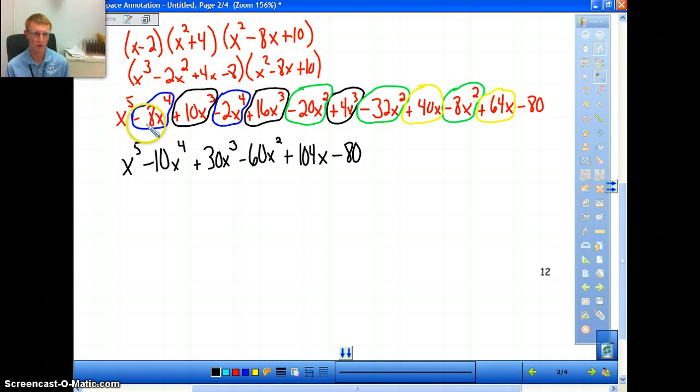And what I've done is I've color-coded all of our like terms that I've combined. So negative 8x to the fourth and negative 2x to the fourth is negative 10x to the fourth. And then we have 10x to the third, 16x to the third, 4x to the third, that's 30x to the third. And then our greens were our squared terms, that ended up being negative 60x squared. And then our yellow terms were our x terms. And then our minus 80 was at the end. So this is what you should have been left with.